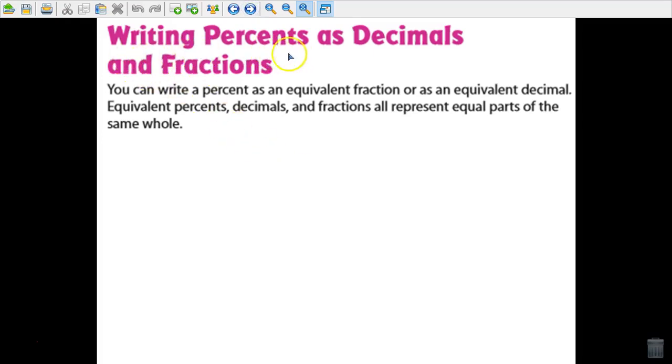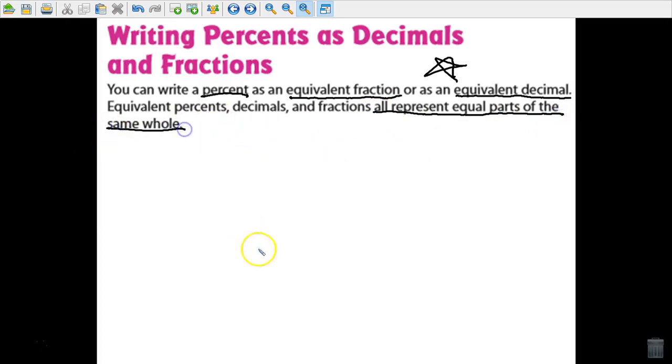So, writing percents as decimals and fractions. You can write a percent as an equivalent fraction or as an equivalent decimal. Okay? Very important. Equivalent percents, decimals, and fractions all represent equal parts of the same whole. Very important to remember that. Percents and an equivalent fraction or equivalent decimal will all represent equal parts of the same whole.